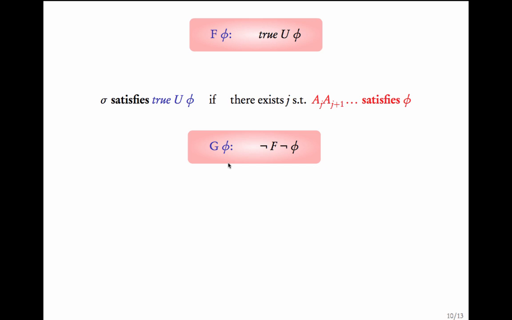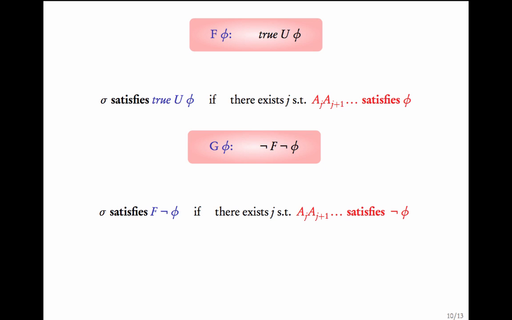What about g of phi? G of phi is not of f of not phi. You know this. It's not the case that at some time you reach a point where not phi is true. Let's try to write the semantics. First, let us write when a word satisfies f of not phi. We just copy it. Instead of phi, we put not phi. Sigma satisfies f of not phi if there exists a j such that the word aj plus 1 satisfies not phi.